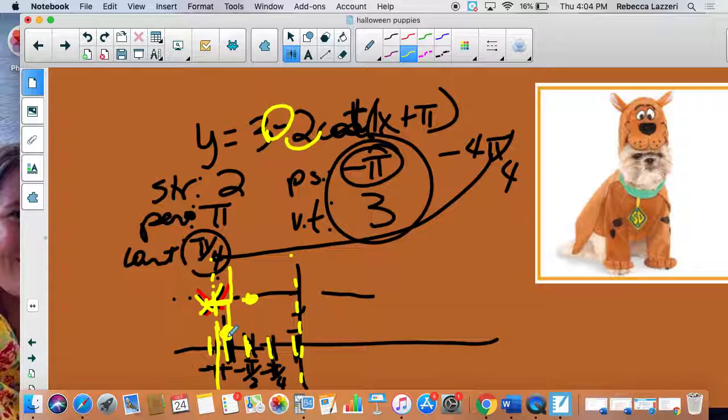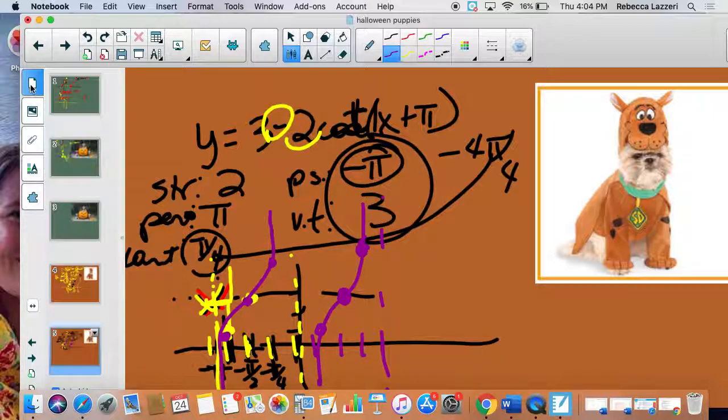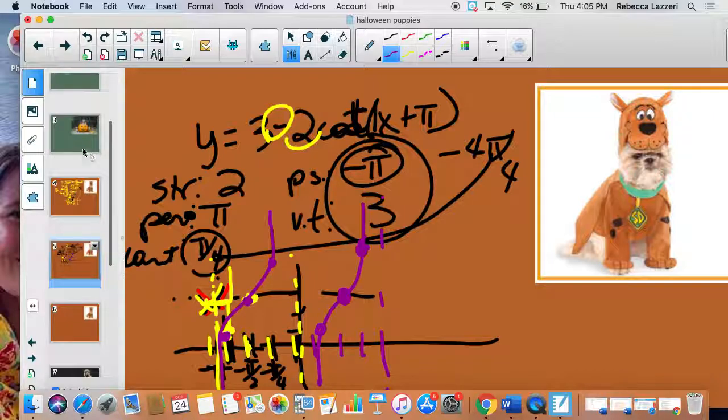So I have my dot here, my dot right on the middle, and my dot 2 up, and it's between these asymptotes. It keeps on going like this. If you keep marking off by pi over 4s, you have another asymptote, another dot in the middle, down, and then up.